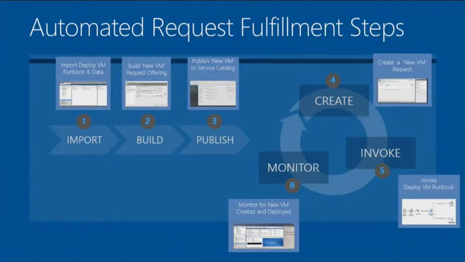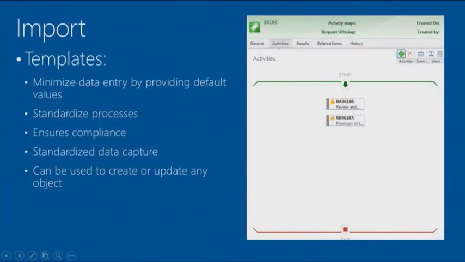So here's that automated request fulfillment. We're going to import our runbooks. We're going to build the new request offering. We're going to publish it to the service catalog, and then we're going to let our users drive requests. They will create the request. It's going to invoke the runbook. Service Manager is going to monitor the process and update when it's all said and done. I'm going to talk you through a couple of these templates, and I just want to show you in the UI, point out some common stumbling blocks, etc.